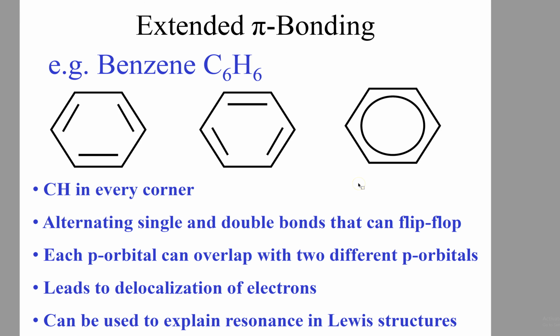Alright, here's something a little different when we're talking about p orbitals and overlaps for the benzene ring. Each corner is a carbon with a hydrogen bonded to it, and they're going to end up overlapping. If you want to draw these structures, you draw them as a delocalization of electrons, which means electrons are circling around the benzene. Because of that, they have resonance structures, because you can arrange the double bonds this way or this way.